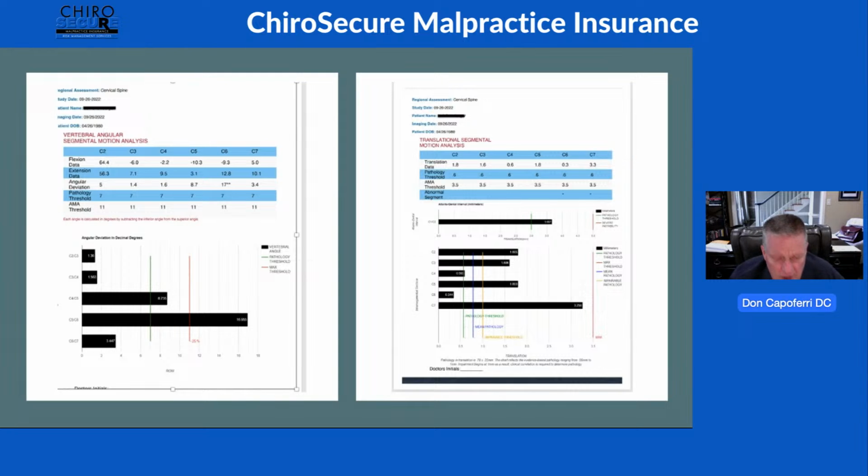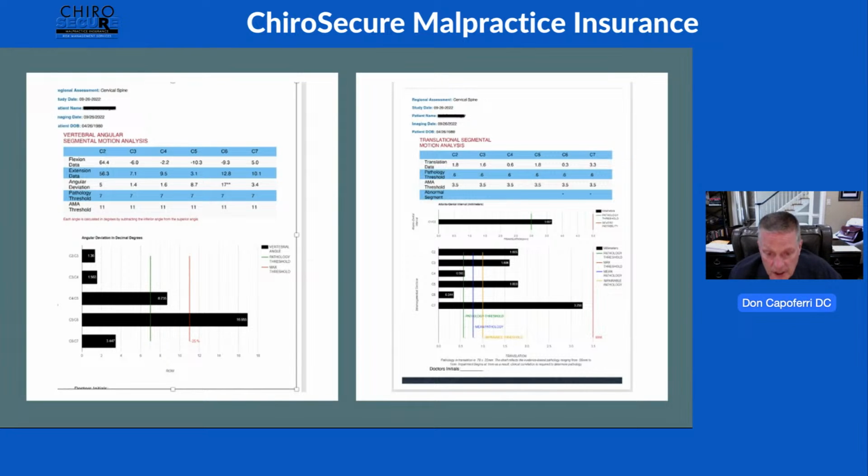What you see in front of you here on your left is an angular motion report with C4-5 and C5-6 past the pathology threshold and past the impairment threshold at C5-C6. That helps me determine my treatment plan. Number one, not going to adjust those segments. They're already moving too much.